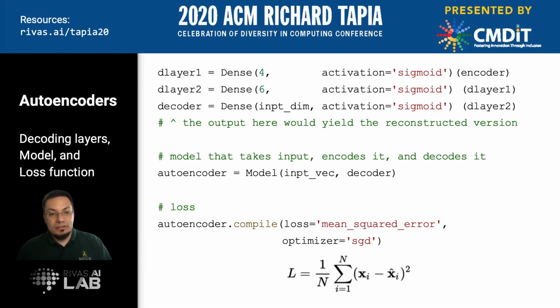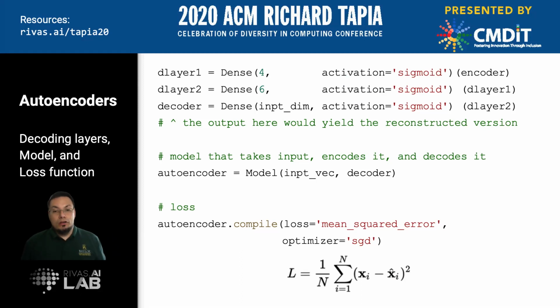And this last one contains the output of the last dense layer that is supposed to have decoded, or reconstructed, the original input. So we call this model an autoencoder that takes as input the original input, and the decoder, which is going to output the reconstructed part.